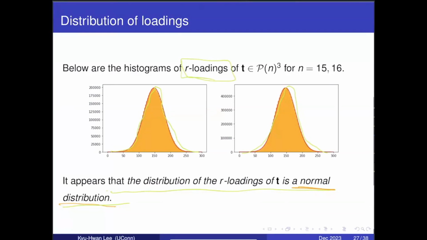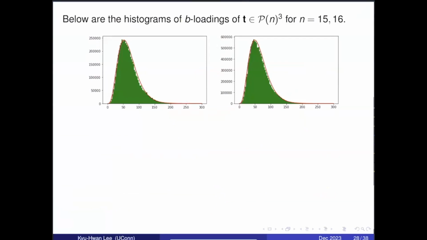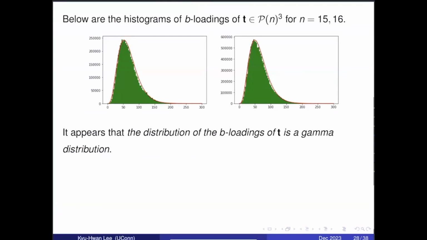Then we have B loadings too. What kind of probability distribution do you expect for B loadings? Now, the picture is this. These are the histograms of B loadings. So these are different. These are not normal distributions. Again, this is the conjecture: the distribution of the B loadings is a gamma distribution.